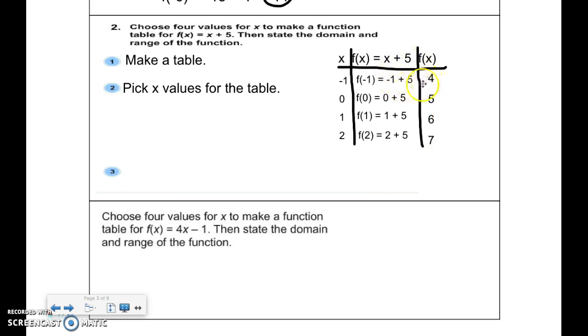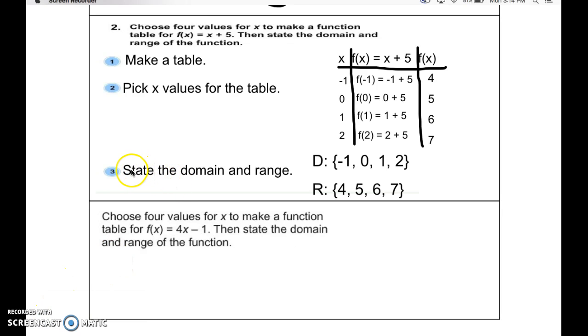So again, -1 plus 5 is 4, 0 plus 5 is 5, 1 plus 5 is 6, and 2 plus 5 is 7. So now I have an input and an output value for each of those. Then state the domain and the range of the function. Okay, well you have the domain right there. It's already in order for you, so we're just going to state that. And then the range, in this case, happens to be in numerical order as well. It won't always be that way, but we can declare each of those like so.